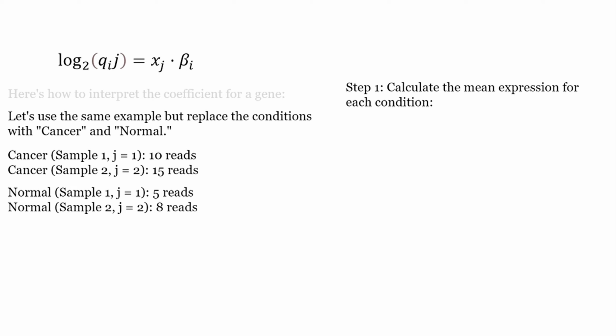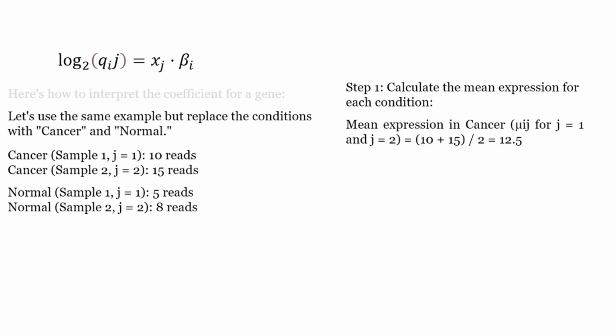Step 1, we calculate the mean expression for each condition. The mean expression in cancer, mu ij for j equals 1 and j equals 2, equals 10 plus 15 over 2, which is 12.5. And the mean expression in normal equals 5 plus 8 over 2, which is 6.5.